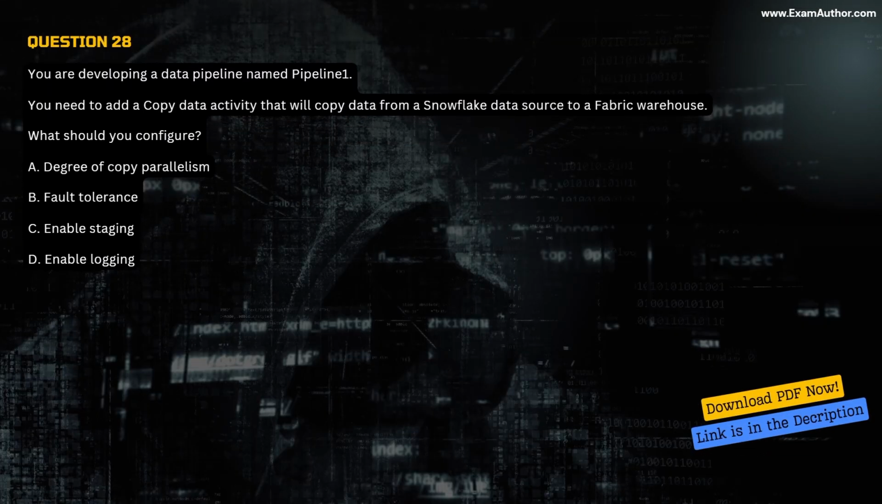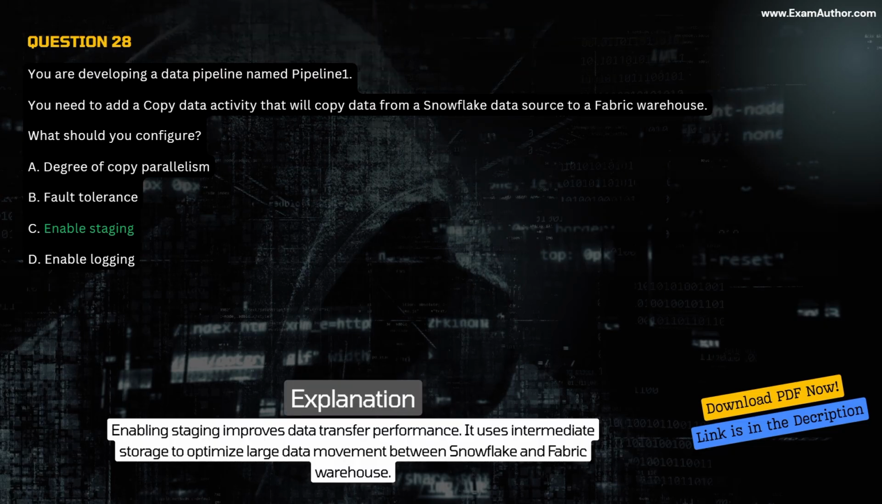Question 28. You are developing a data pipeline named Pipeline 1. You need to add a copy data activity that will copy data from a Snowflake data source to a Fabric warehouse. What should you configure? A. Degree of copy parallelism. B. Fault tolerance. C. Enable staging. D. Enable logging. Correct answer C. Enable staging. Explanation. Enabling staging improves data transfer performance. It uses intermediate storage to optimize large data movement between Snowflake and Fabric Warehouse.